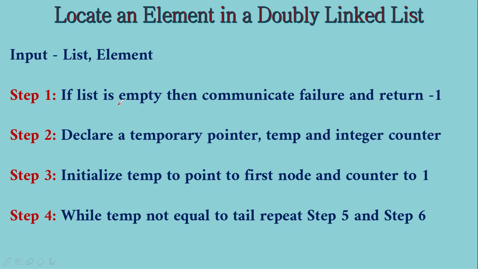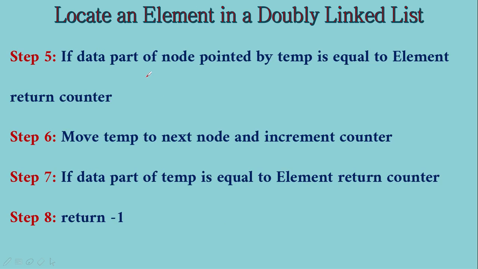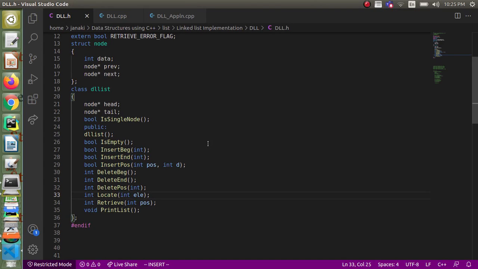The formal algorithm is: if the list is empty, then we communicate failure. Otherwise, you declare a temporary pointer and an integer counter, initialize both of them, and while temp is not equal to null, you check whether the data part of the node pointed by temp is equal to the element. In that case you return counter, otherwise you move temp to the next node and increment counter. A separate check is not required if you move your loop till the last node, since it moves outside anyway. So let's try the implementation.